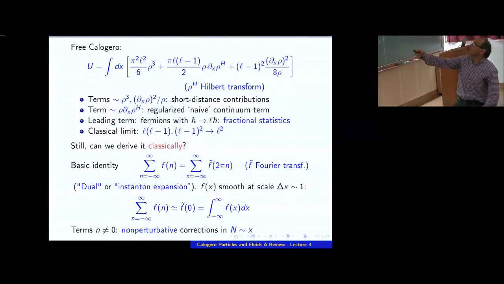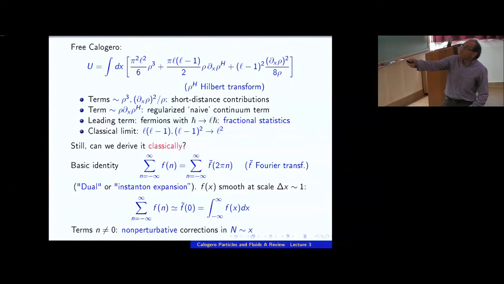So this is what you would have for free bosons. This is what you would have for free fermions. And for Calogero particles, you have both and the term in between. Yeah, right. So it's very suggestive, but I don't know how to use the fact that it comes from the Schrödinger equation to simplify this derivation.